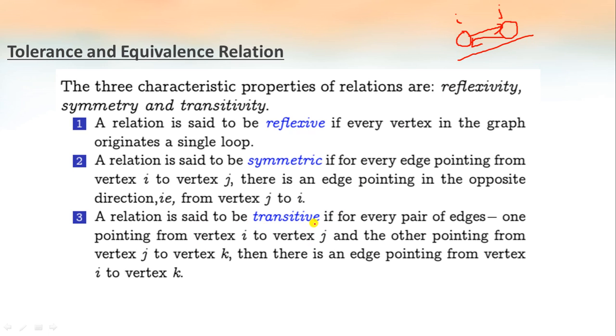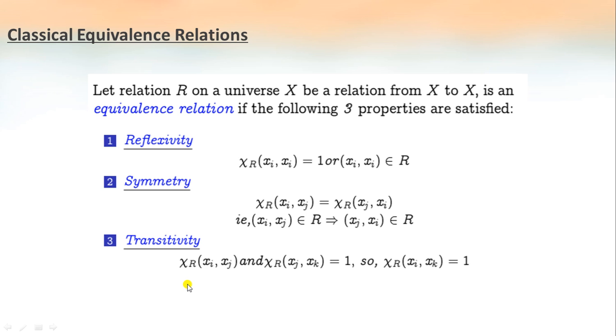A relation is said to be transitive if for every pair of edges, one pointing from vertex i to vertex j and another pointing from vertex j to k, there is an edge from vertex i to vertex k. Such relations are called transitive relations.